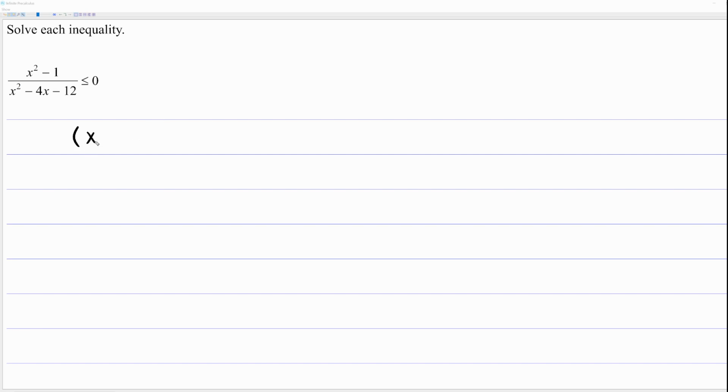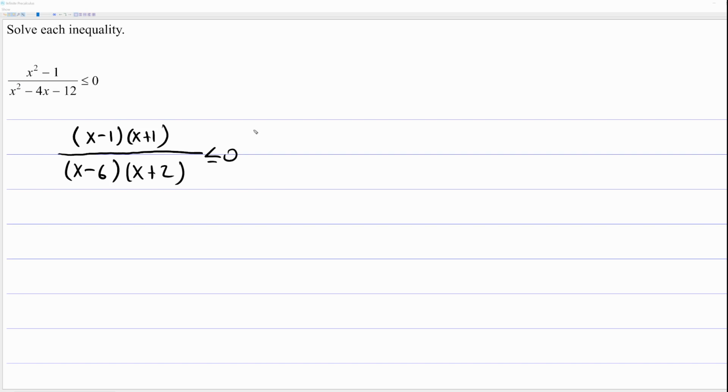So in the numerator, that's a difference of squares. We have x minus 1, x plus 1. And in the denominator, we have, let's see, I hope I can factor this, x minus 6, x plus 2 seems to do the trick. And we want to know when this is less than or equal to 0.